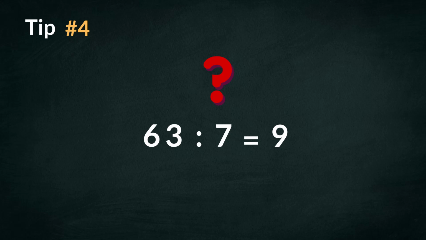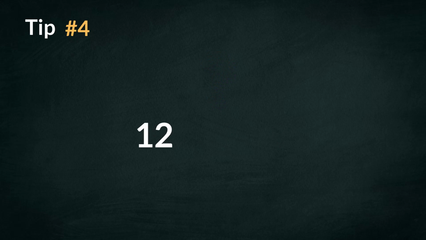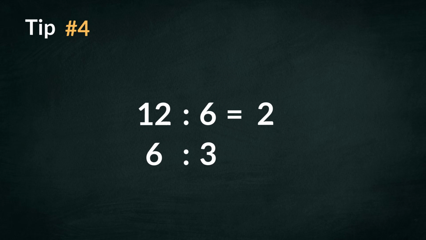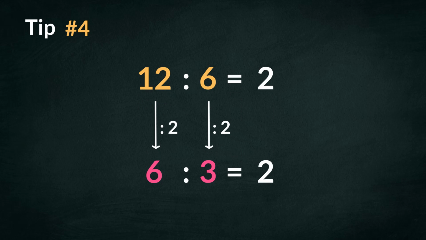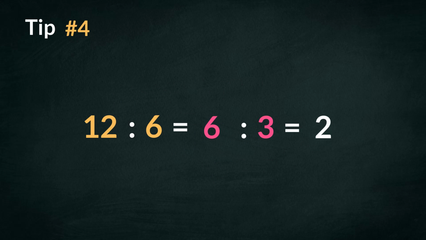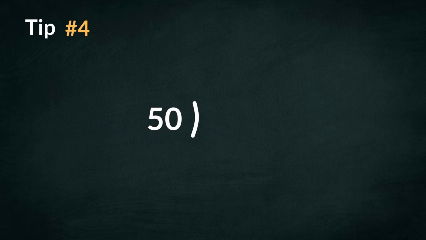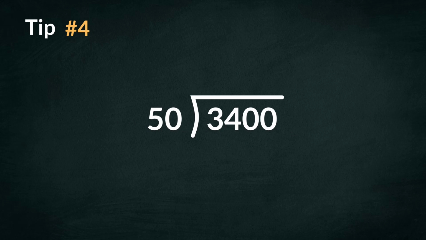Let's look at it using a simpler division. 12 divided by 6 equals 2. And 6 divided by 3 also equals 2. And if you look closely, 6 and 3 are the result when you divide both 12 and 6 by 2. You'll get a new division, but the final quotient is totally unchanged. This tip also works if you multiply the dividend and the divisor by the same number as well.